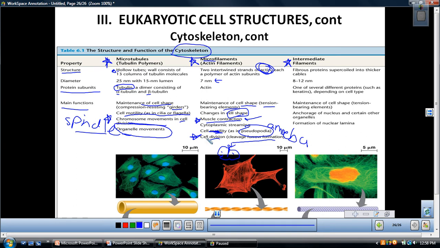That's called a cleavage furrow, and you're going to need some microfilaments to do that because it pulls on the cell membrane in order to split the cell in two.